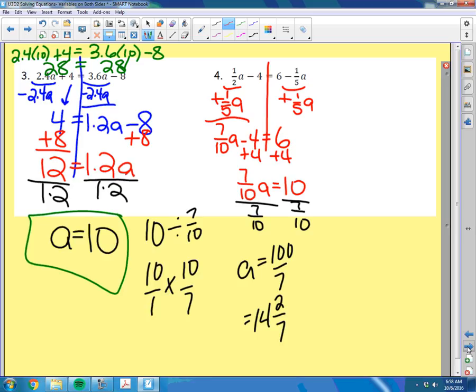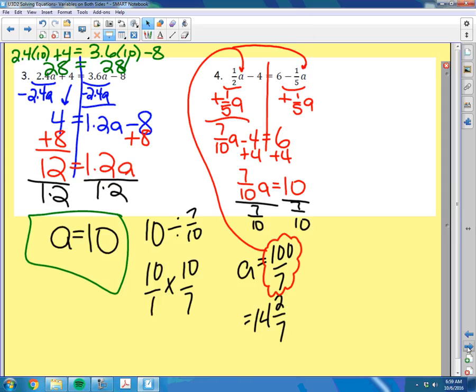Now I can check this, but I will tell you something about the calculator. The calculator does not like mixed numbers. So when you plug in a, you have to plug in that mixed number for a. Make sure you use all your proper parentheses and see if it's true.